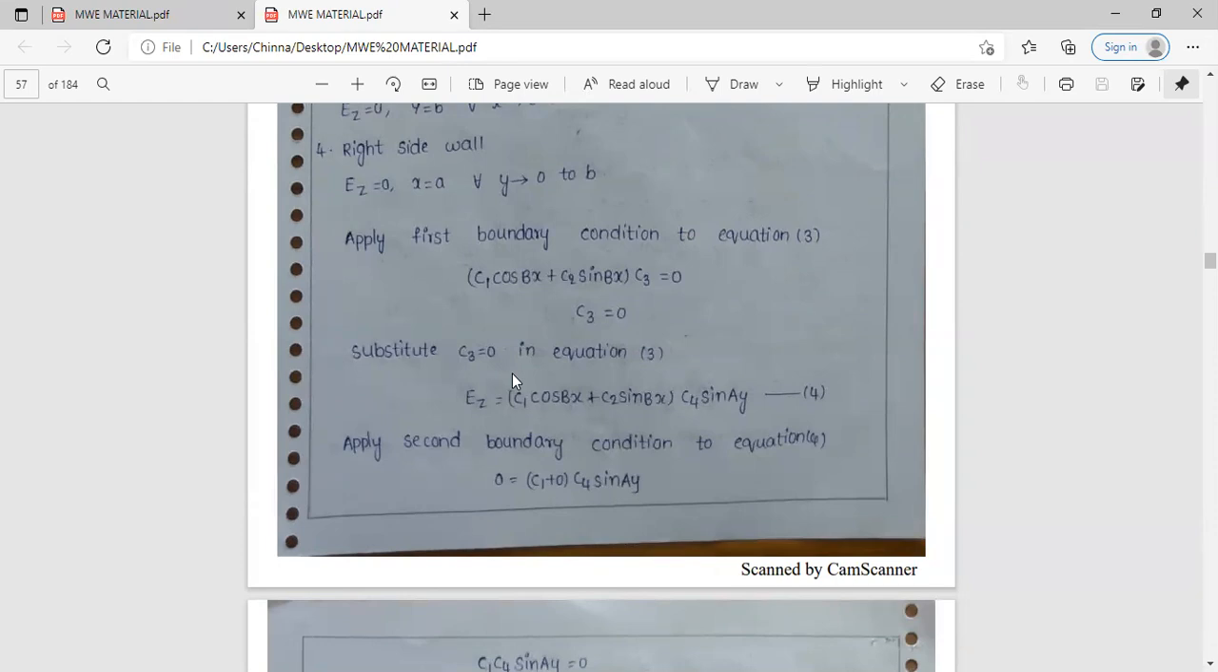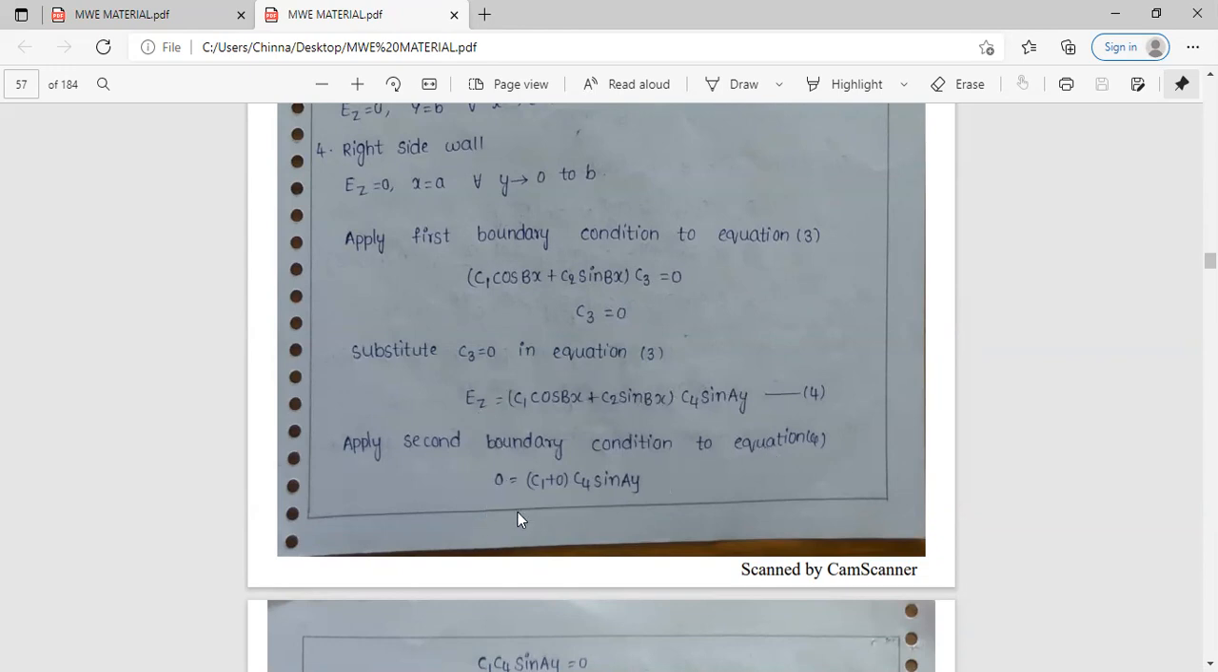So c3 is equal to 0, then we can obtain that z is equal to c1 cos bx plus c2 sin bx into c4 sin ay, equation number 4. So this term will not become 0. Only c3 is the single term, so taking c3 as 0 and considering equation 3, we obtain this equation number 4. So apply the second boundary condition to the equation number 4, then we can obtain that.